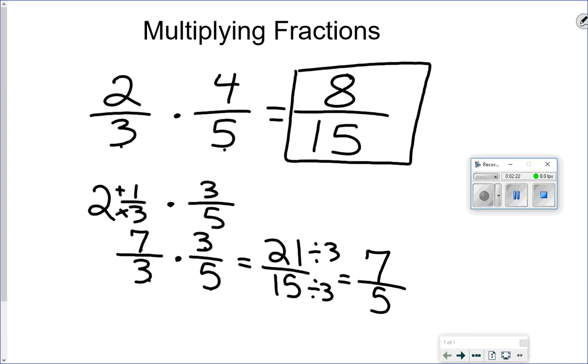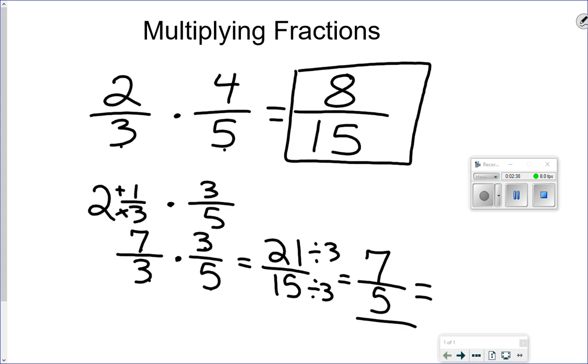Sometimes you can leave your answer like this. In fact, most of the time, as long as it's simplified, you can leave this as your answer. If the directions specifically say you can't have an improper fraction or you must use mixed numbers, we have to convert this to a mixed number.